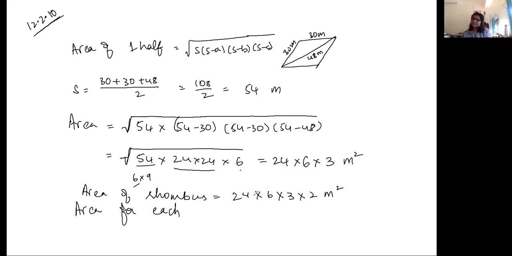Another trick of the trade: don't multiply, because division is going to come later. So area for each cow is going to be 24 into 6 into 3 into 2 divided by 18, as there are 18 cows. 6 into 3 is 18. That is equal to 24 into 2, which is 48 meters square.